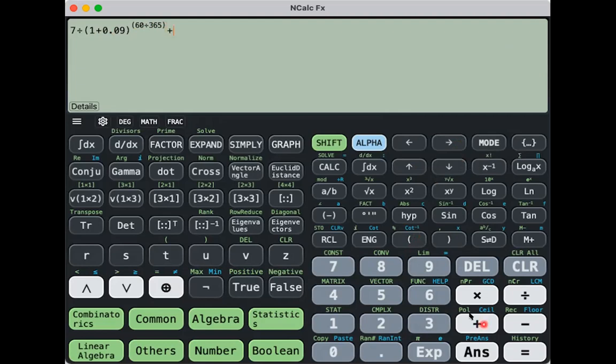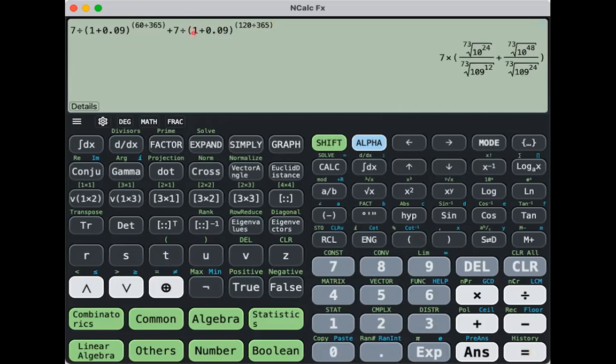Then plus 7 divided by open bracket 1 plus 0.09 close bracket to the power. You'll have x to the power y, or y^x. That's the power button. To the power, open brackets again. Always put time in brackets. 120 divided by 365, close bracket. And then you can press the equal to sign, and you should get your answer.